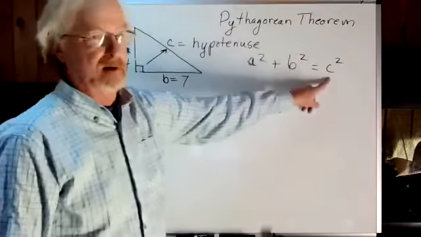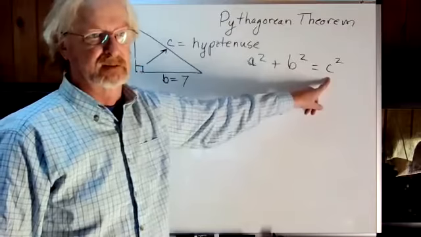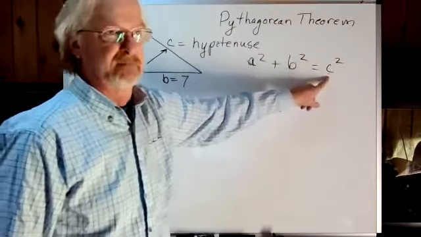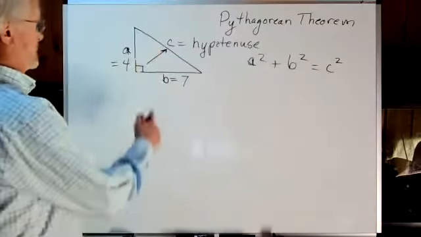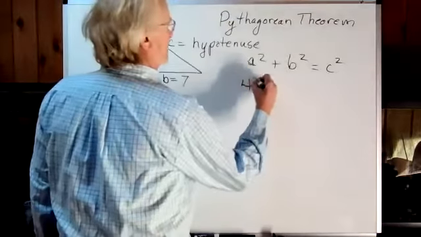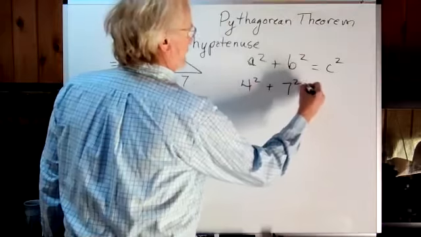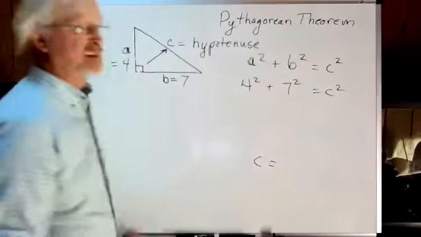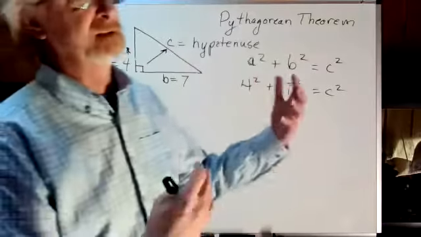The hypotenuse is always the one that's alone on the other side. That's important. The hypotenuse is always the value alone over there. So this is saying 4 squared plus 7 squared equals C squared. Eventually, I want to find out what's C, not C squared, but just C.